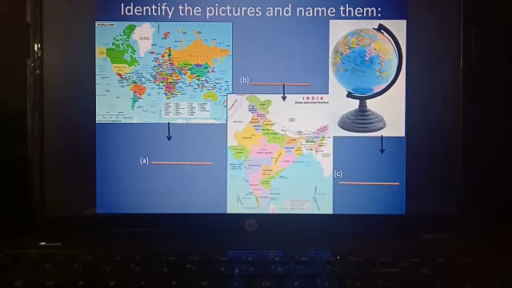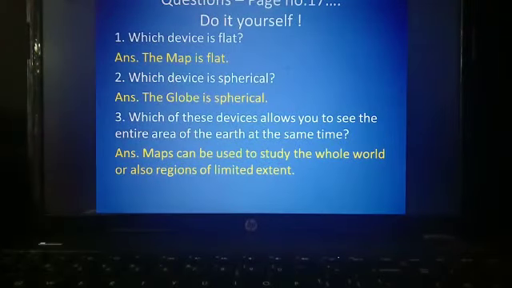What about the second picture? Is it a picture of the state Maharashtra, or is it a picture of India? It is a map of India, right? Then the next picture, that is your third picture, is a spherical shaped device which is on a stand, and what is that called? It's a globe. Now keeping in mind these 3 pictures, you have to answer questions which are on page number 17 of your textbook.